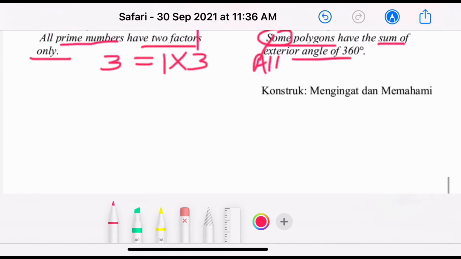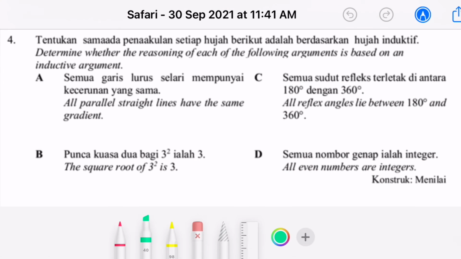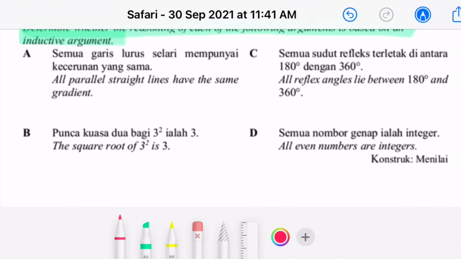Alright, so let's see number 4. Question number 4. Determine whether the reasoning of each following argument is based on an inductive argument. What is meant by an inductive argument? An inductive argument always starts from many specific examples, then we draw one general statement. Specific to general.